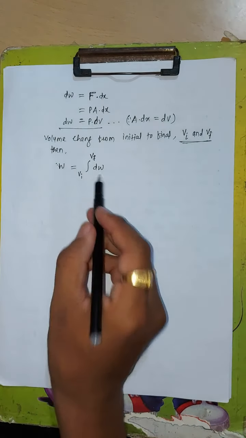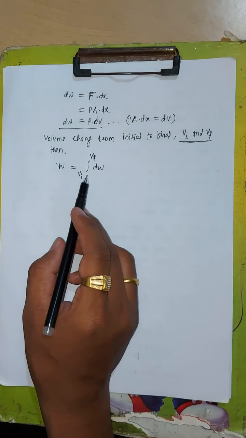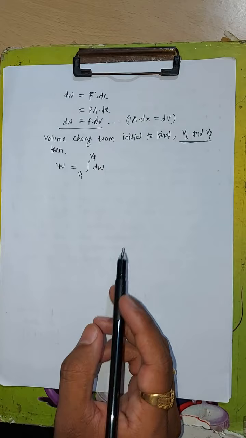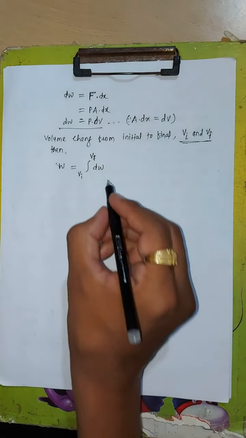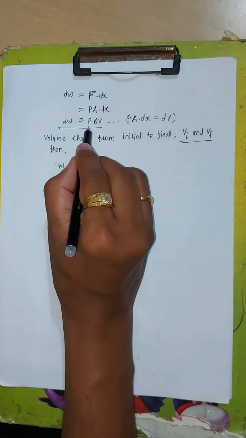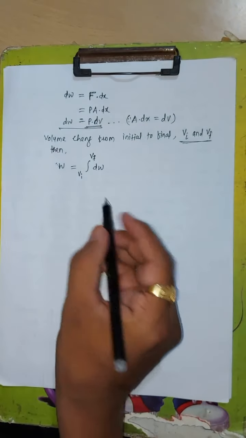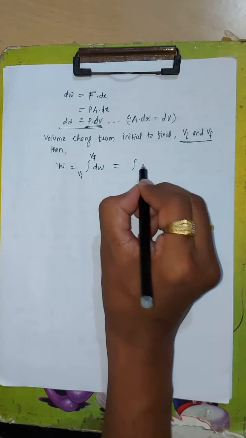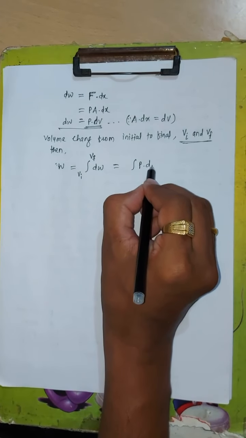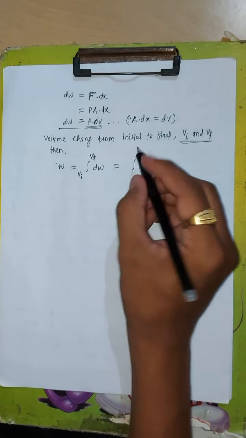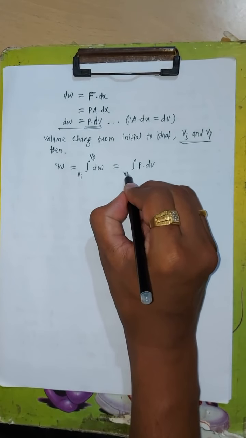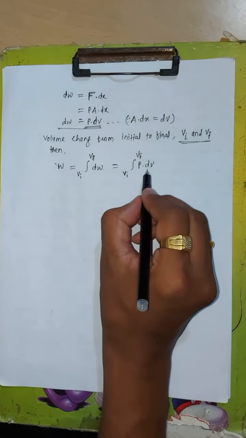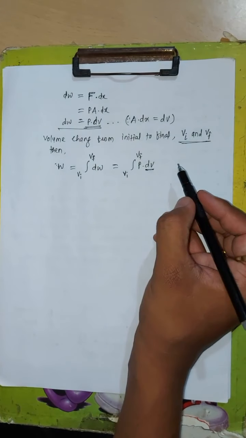Then this work done is given by integration. This is the definite integration Vi to Vf, and that is the integration of dW. So where the value of dW is P into dV, if we put that value in that particular equation, we get that integration of P into dV. Okay, and that will be limit goes from Vi to Vf. In that case, what is dV? dV is the change in volume.